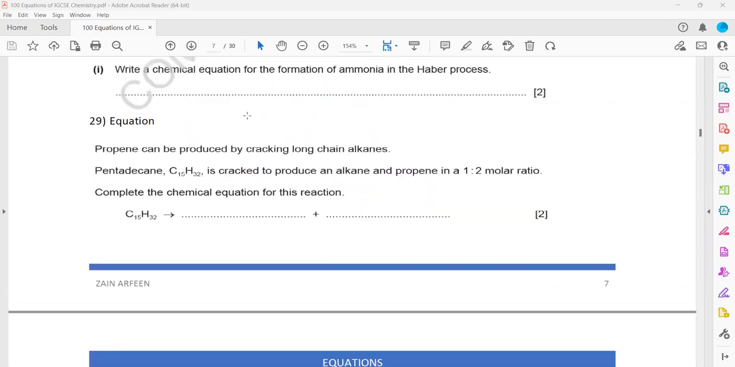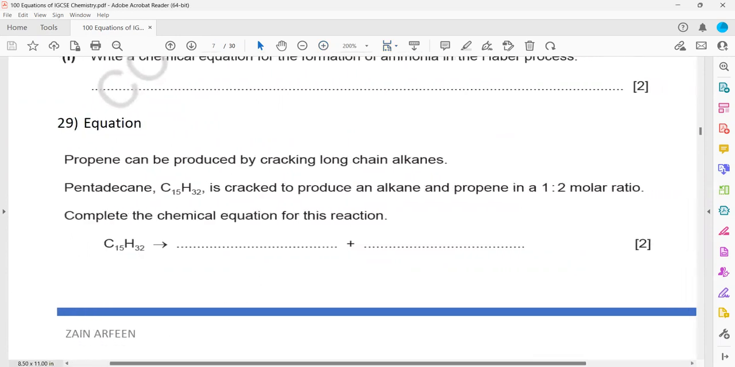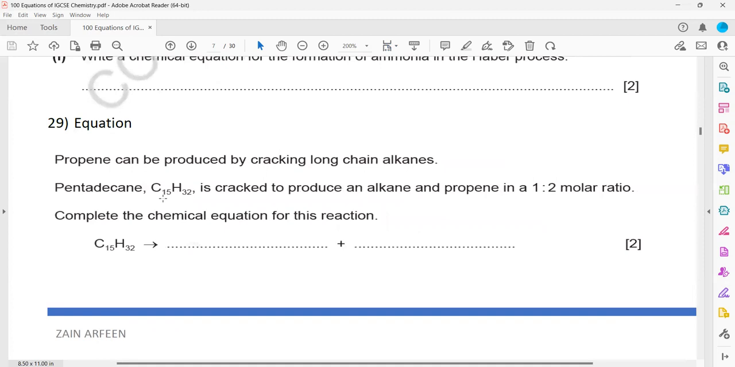In question 29, propene can be produced by cracking of a long chain alkane. Pentadecane means 15 carbon atoms are there, and it can produce an alkane and propene in a ratio of 1:2. It will produce 1 molecule of alkane and 2 molecules of propene. So prop means 3 carbon, so 2 molecules of propene should be there. Then the equation must be balanced. This is not the balanced equation. You have to balance the equation.